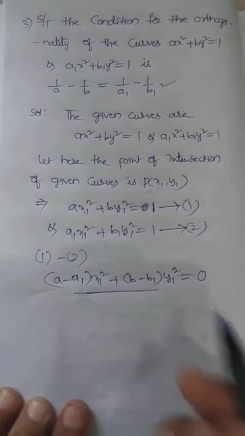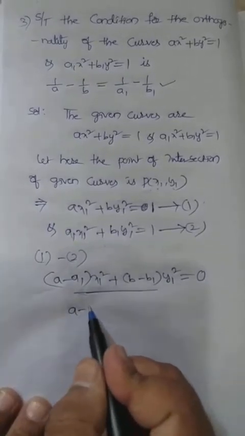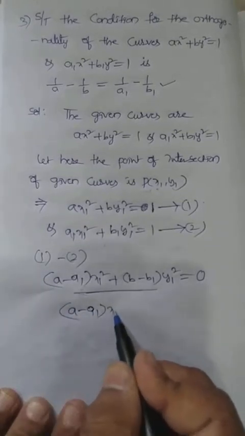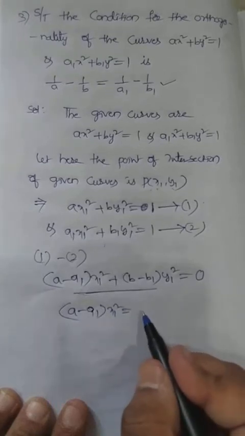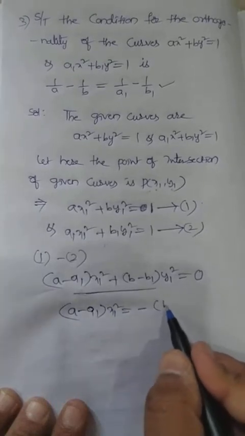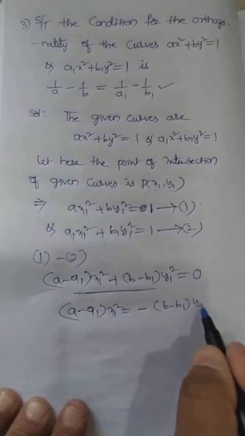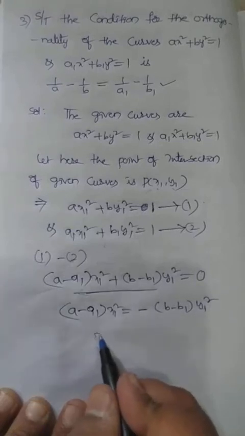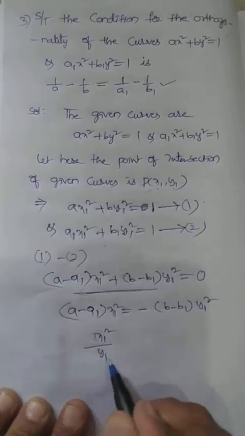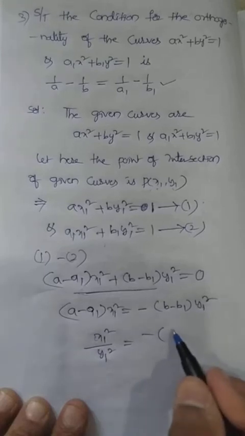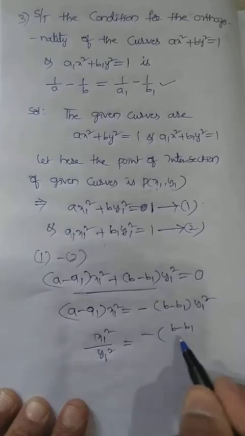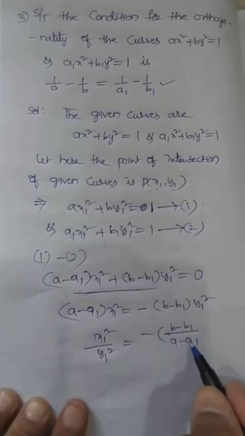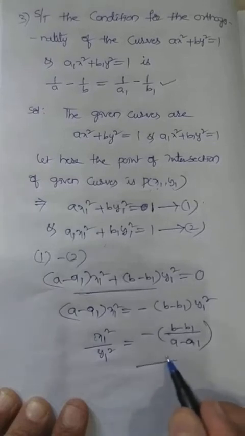From this, (a minus a1) of x1 square is equal to minus of (b minus b1) into y1 square. So y1 square comes to this side, which means x1 square by y1 square is equal to (b minus b1) by (a minus a1). So this is equation number 3.